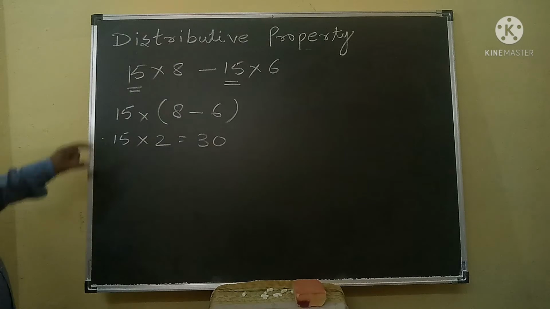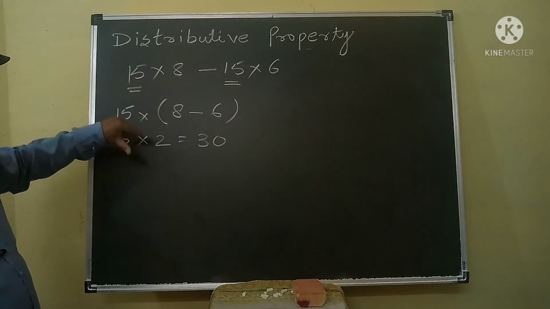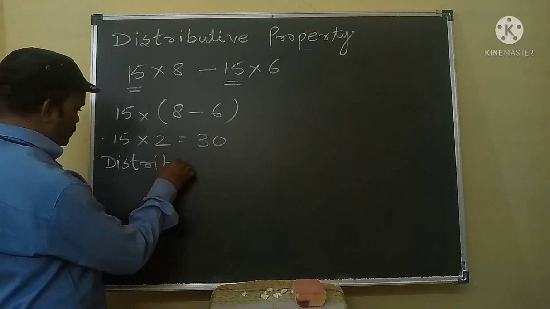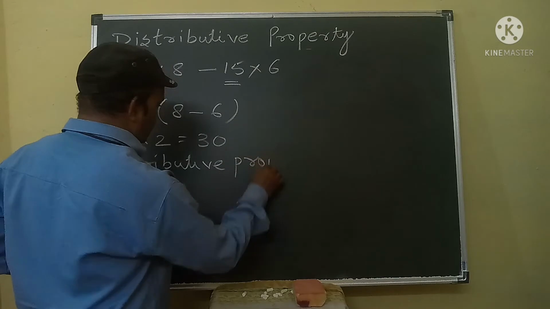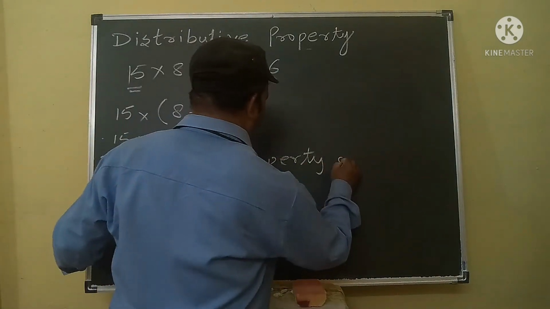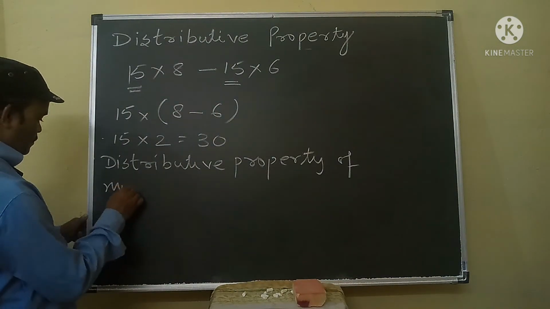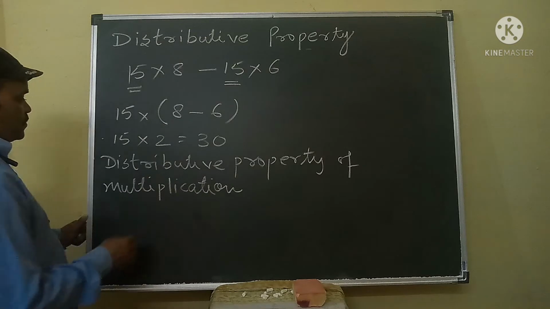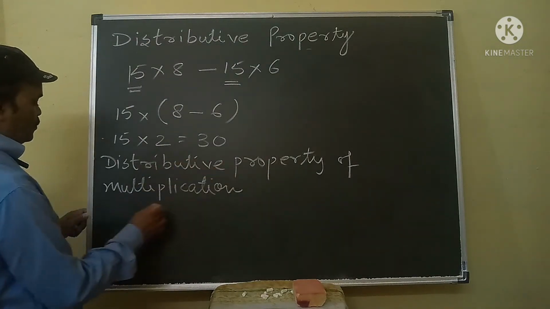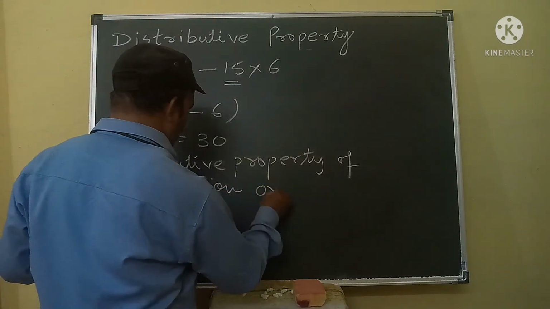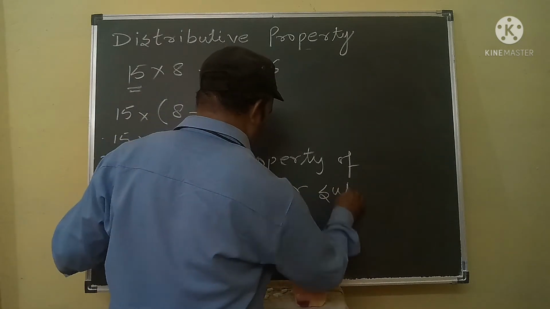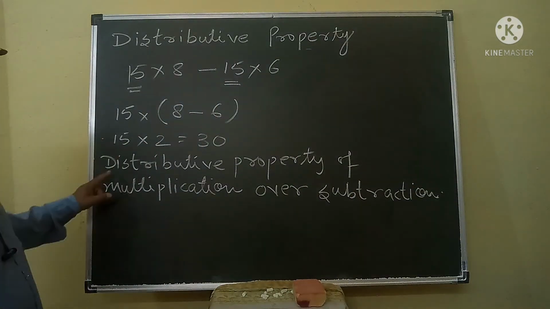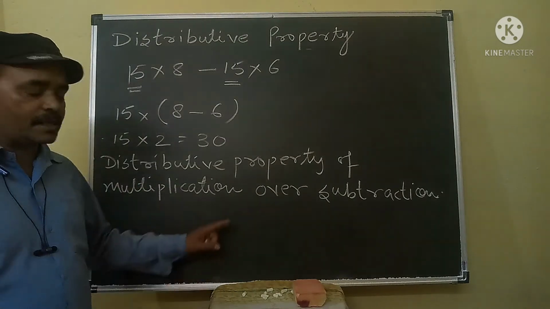Okay, so this is another example. This property is known as the distributive property of multiplication over subtraction.